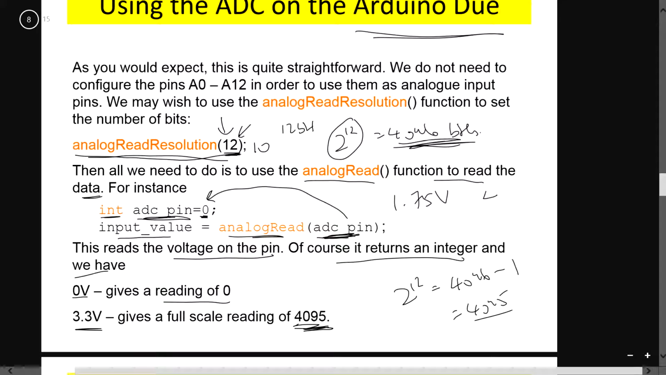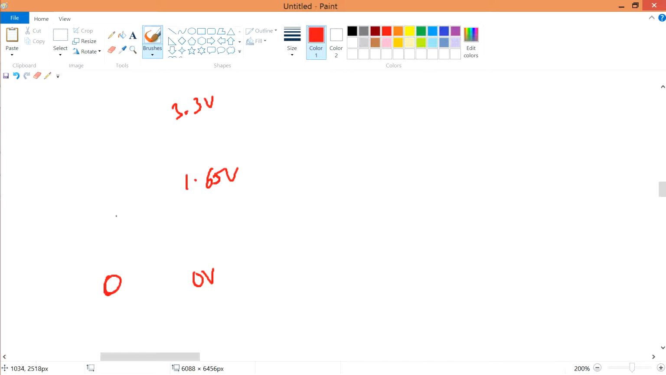So therefore, for example, 3.3 divided by 2 is 1.65 volts. At 1.65 volts you have about 2047 bits. If you take a look, over here you have 0 bits, and over here you have 4095 because it's 2 to the power of 12. So in between, if you want 1.65 volts, you have approximately 2045 or 2047.